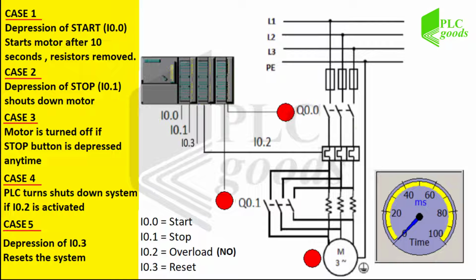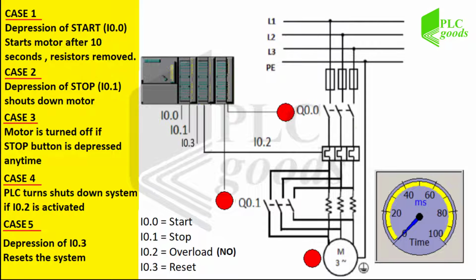current. Case 2. Depression of the stop or input I0.1 push button shuts down the motor. Case 3. If before the elapse of 10 seconds, a stop button or I0.1 is depressed, output Q0.0 turns off right away.